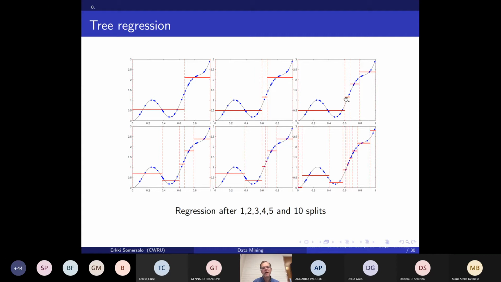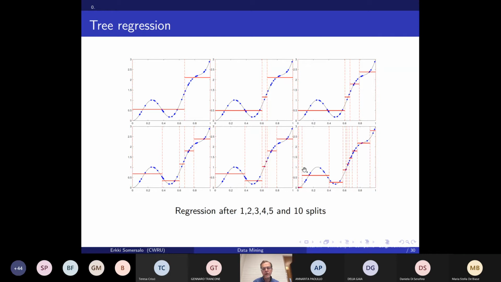I'm using an algorithm where I have two kinds of leaves. Either the mean square error is 0 or it is not. And if it's 0, then I have a so-called pure leaf and I don't split any longer. If I have a mixed leaf where the mean square error is not yet 0, there is space for splitting and I continue splitting. And so you see how the splitting goes.